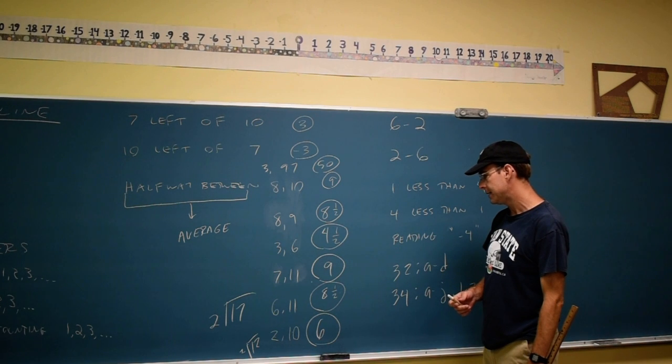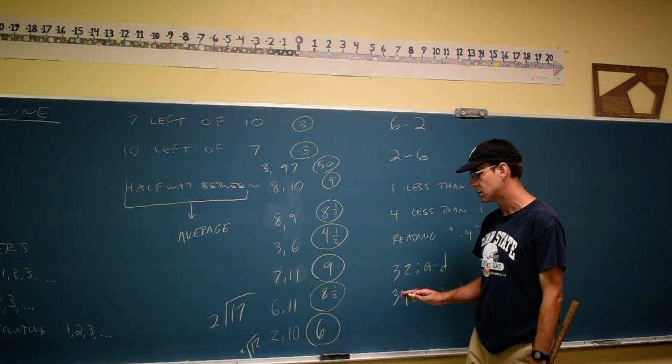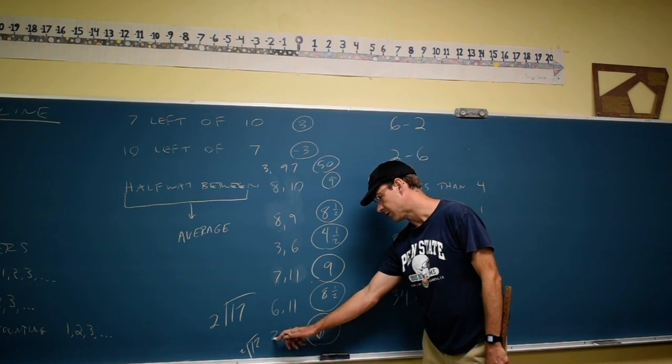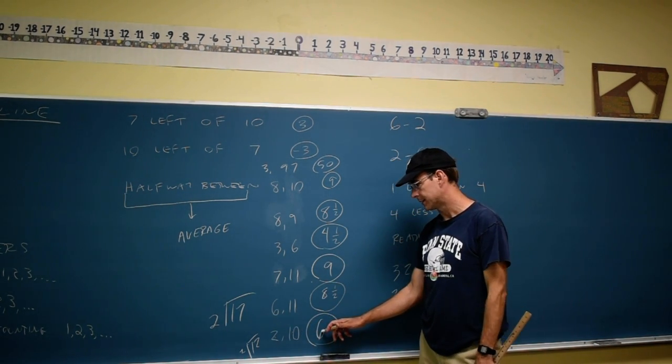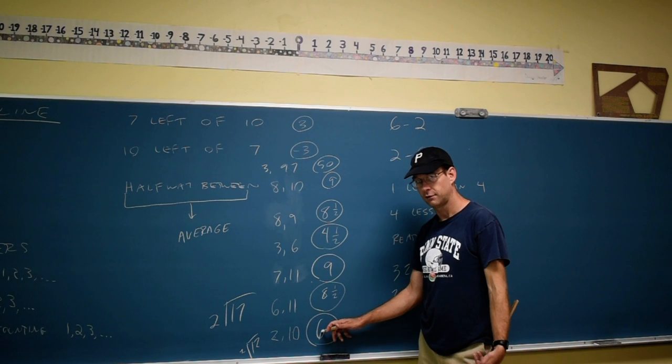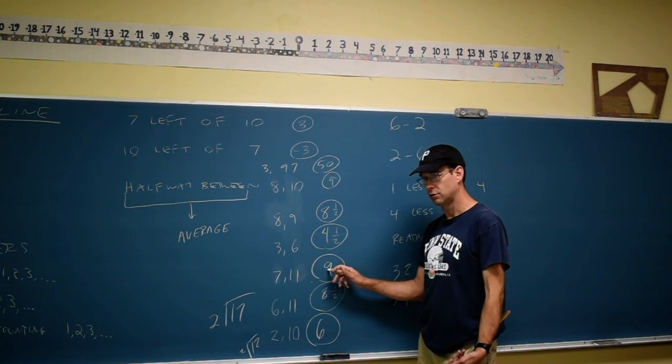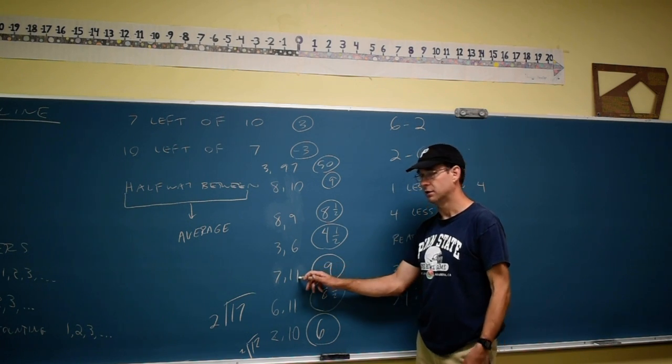One way you could check these two is just make sure it's the same space from both numbers to the answer. In other words, from 2 to 6, that's 4 spaces. From 10 to 6, also 4 spaces. So you're good. From 7 to 9, 2 spaces. From 9 to 11, 2 spaces.